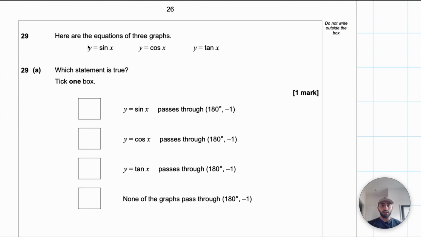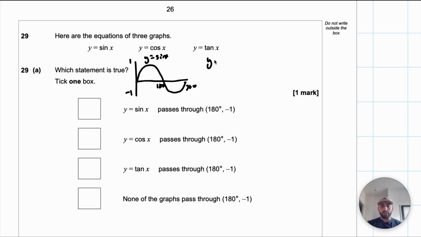Question 29. Here are the equations of 3 graphs: y equals sine of x, y equals cos of x, and y equals tan of x. Let's just draw these graphs out first before we start this question. So y equals sine of x. Because it's sine, it's going through the origin. It'll go through 180 and it'll go through 360. So that's -1, that's 1, that's 180, and 360.